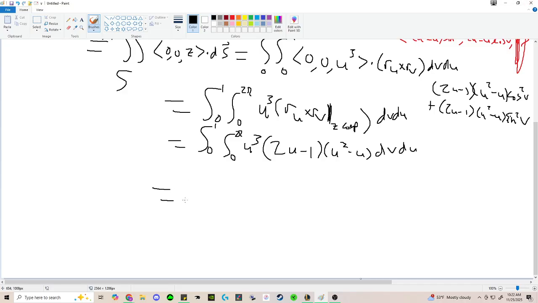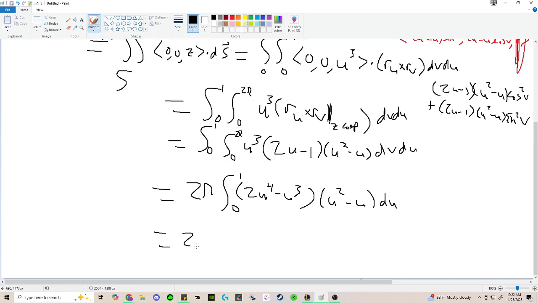So this is going to be equal to 2 pi times the integral from 0 to 1 of, let's just pull the u cubed in here so we can FOIL easier. It'll be 2u to the 4th minus u cubed, u squared minus u, du. Okay, and then we can just kind of go here. So 2 pi, 0 to 1.